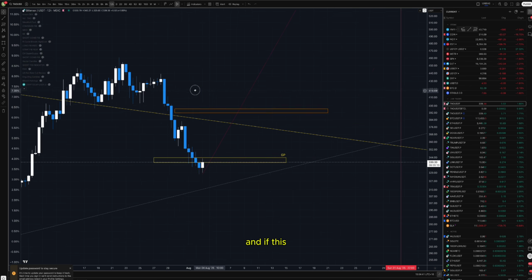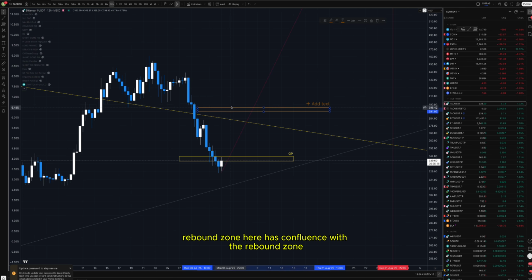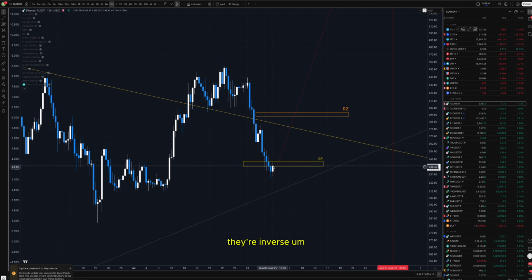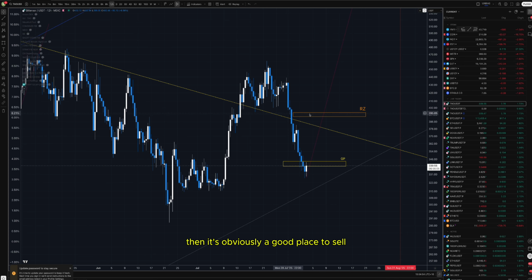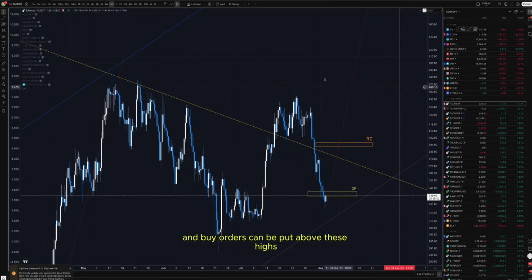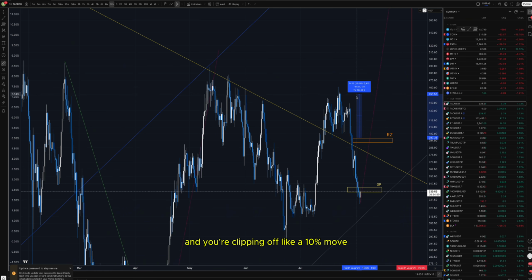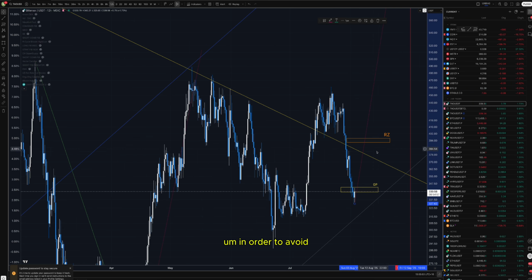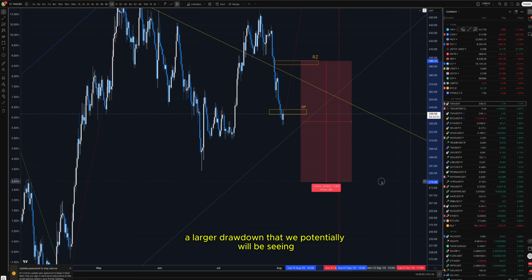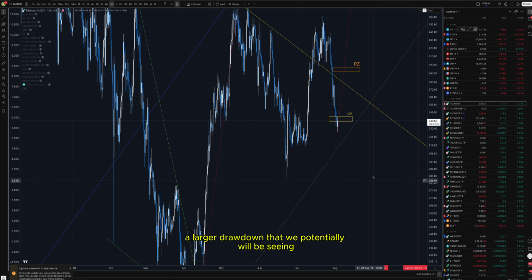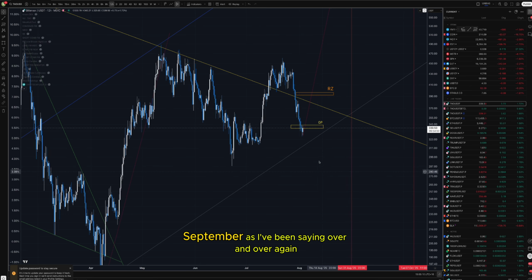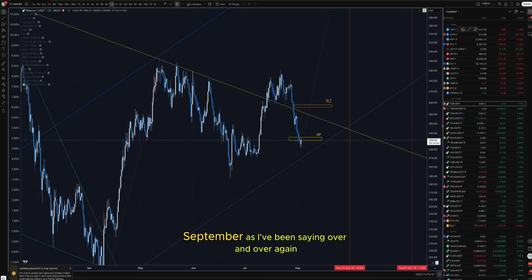And if this rebound zone here has confluence with the rebound zone or the golden pocket of the Tether dominance, hopefully that's not too confusing for everybody because they're inverse, then it's obviously a good place to sell, and buy orders can be put above these highs, obviously in smaller sizing, and you're clipping off a 10% move in order to avoid a larger drawdown that we potentially will be seeing moving into September, as I've been saying over and over again.